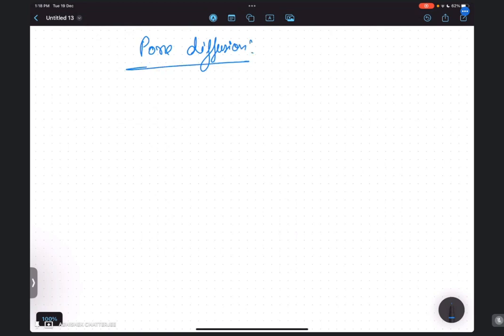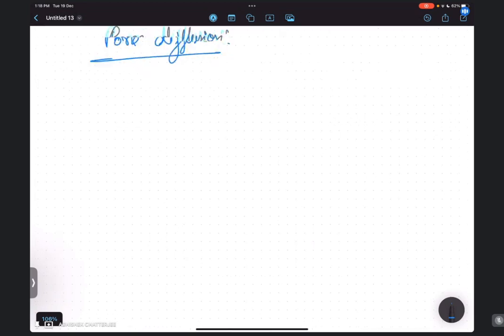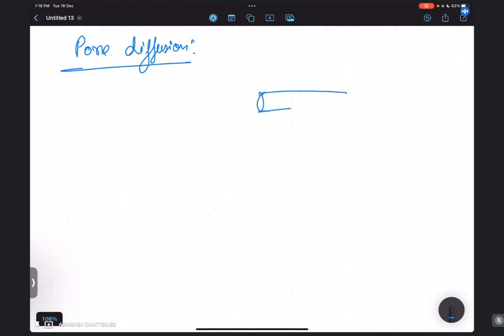Okay. In this pore diffusion, what we study is that we consider that we are having a cylindrical pore. Okay, please understand this. Suppose we are having a cylindrical pore, that is, the length is your L. What is this cylindrical pore? This is just like this catalyst.